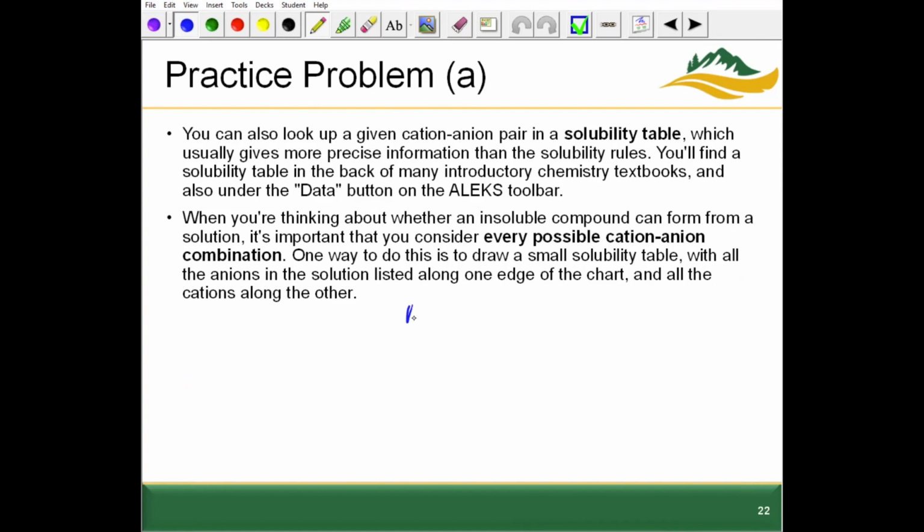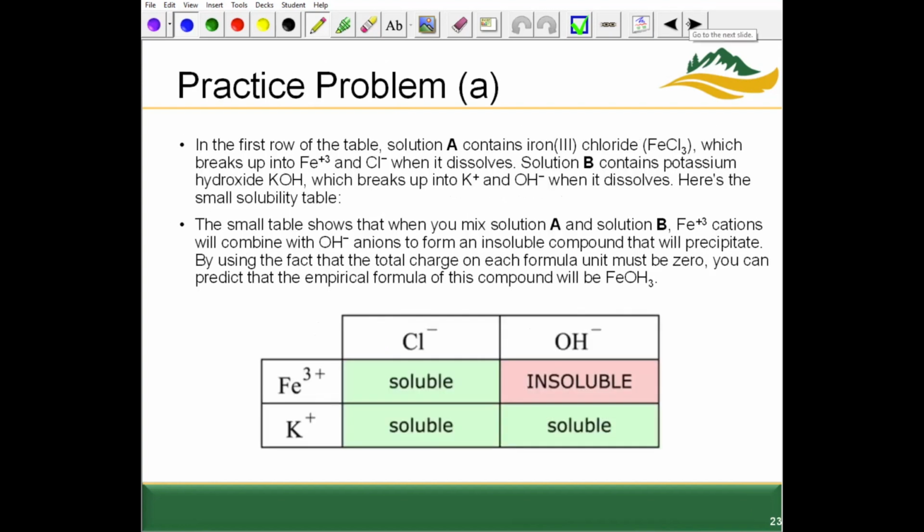So I mentioned that A and B are both composed of a cation and an anion. So to solve this problem, we need to figure out every possible cation-anion combination, then decide if every possible combination is soluble or insoluble based on the solubility rules. Let's go through the first question here in our practice problem.